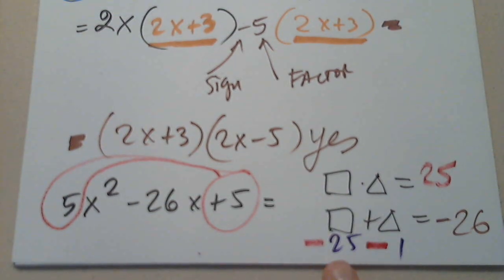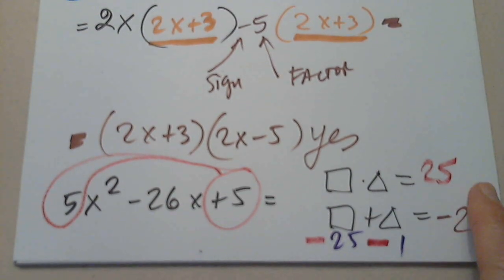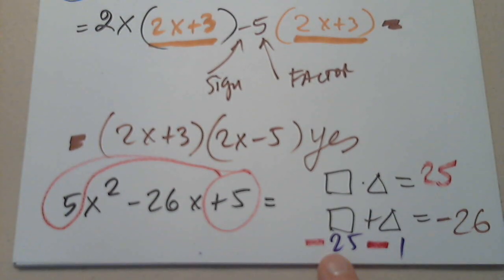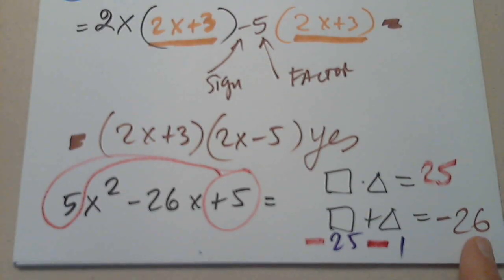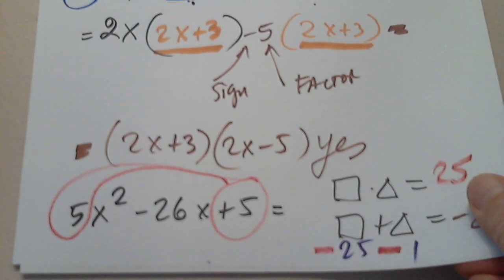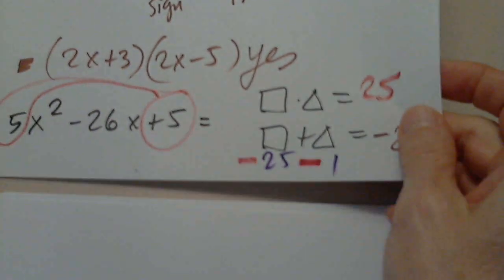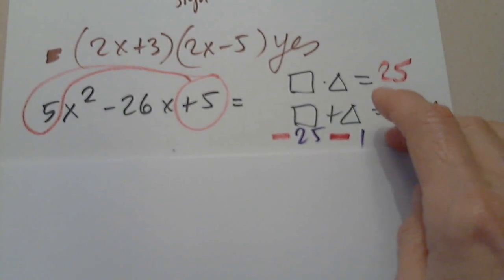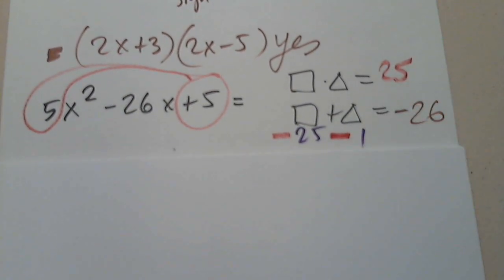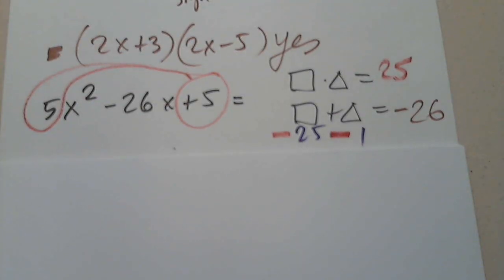Their product? When we multiply negative 25 by negative 1, yes. When we add negative 25 to negative 1, yes. What is the next step? We found the numbers, now what? What do I do with those numbers?